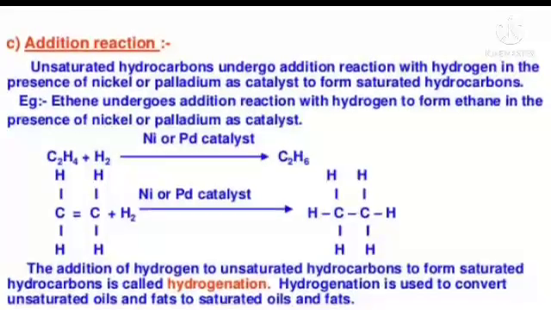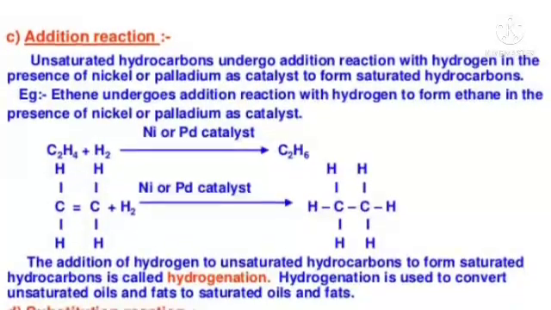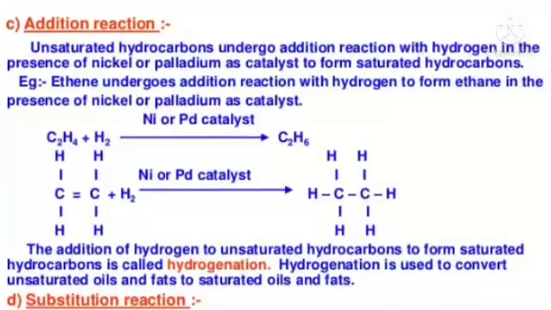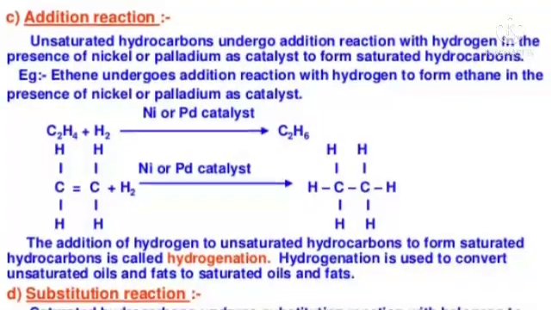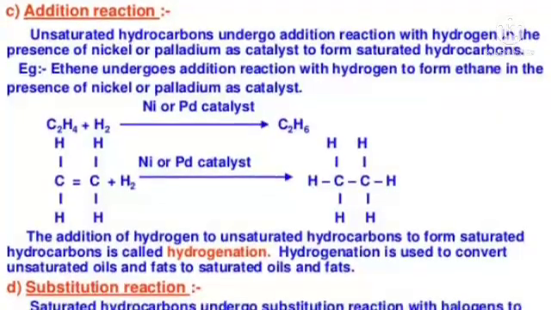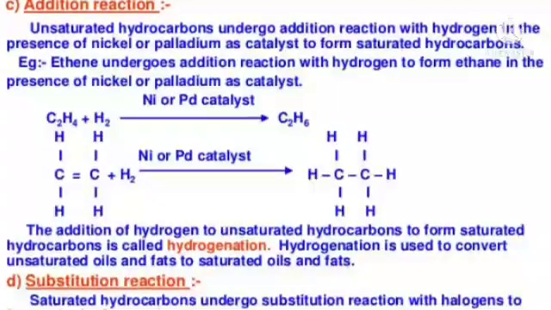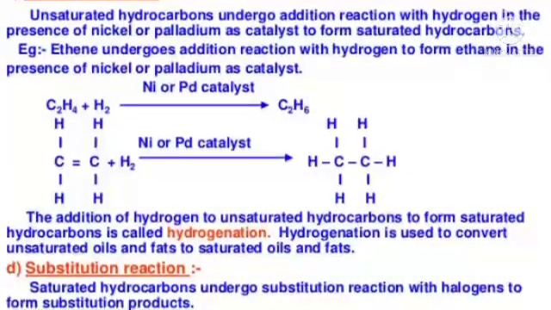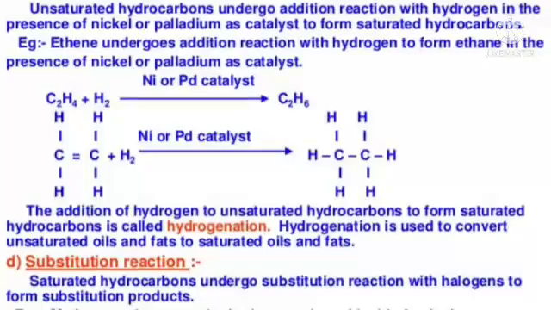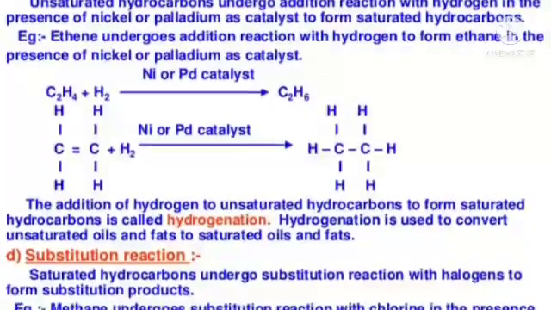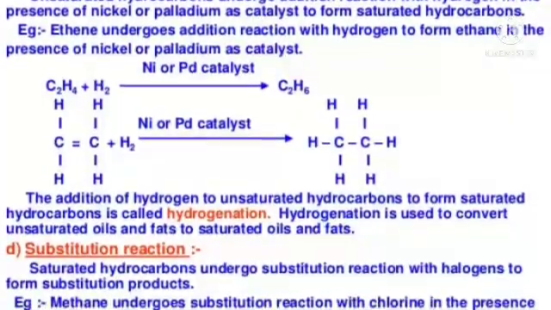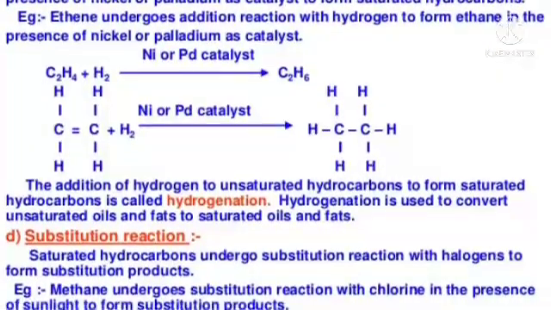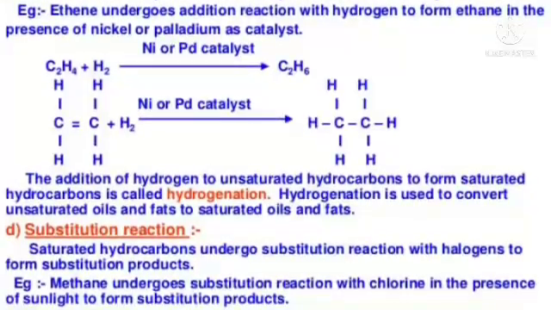Third property is addition reaction. Unsaturated hydrocarbons undergo addition reaction with hydrogen in the presence of nickel or palladium as catalyst to form saturated hydrocarbons. Example: ethene undergoes addition reaction with hydrogen to form ethane in the presence of nickel or palladium catalyst. The following is shown in the reaction.